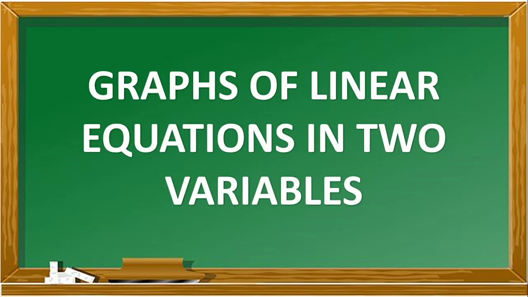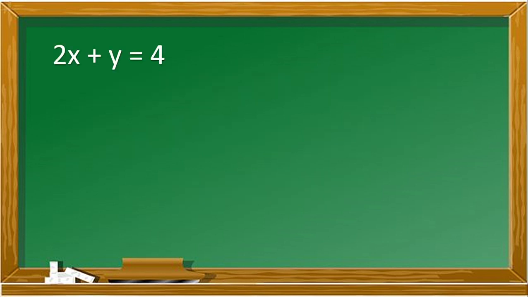Our lesson for today is all about graphs of linear equations in two variables. Consider the equation 2x plus y is equal to 4. Ordered pairs that satisfy the equation can be found. For example, if y is equal to 0, a value for x, by substituting 0 for y in the equation 2x plus y is equal to 4, can be found as follows.